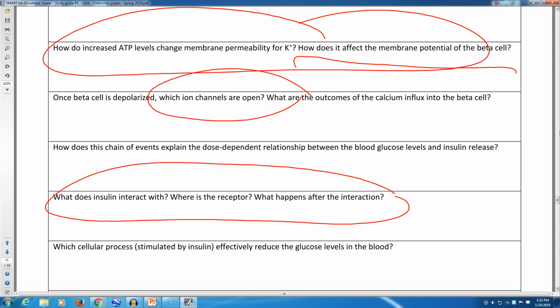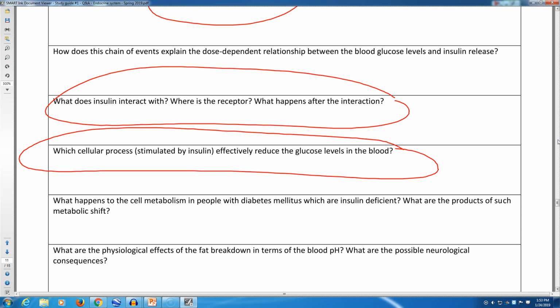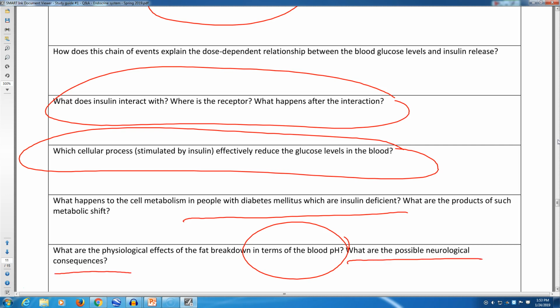Insulin interacts with its surface receptor, which carries tyrosine kinase, which phosphorylates a bunch of proteins. Glucose uptake reduces the glucose levels in the blood. People that don't have insulin switch to fat as the source, right? So fat metabolism leads to accumulation of keto acids. Keto acids lead to acidification of the blood. Acidification of the blood may lead to coma.